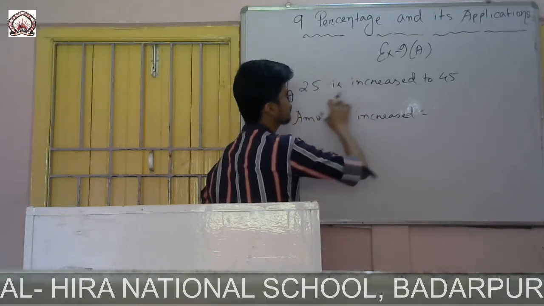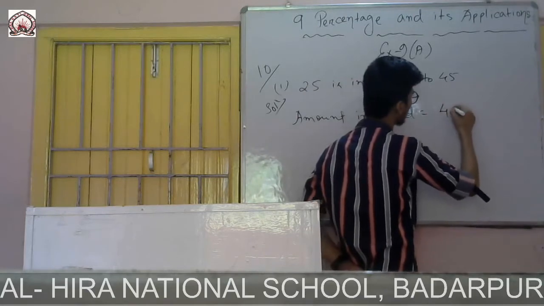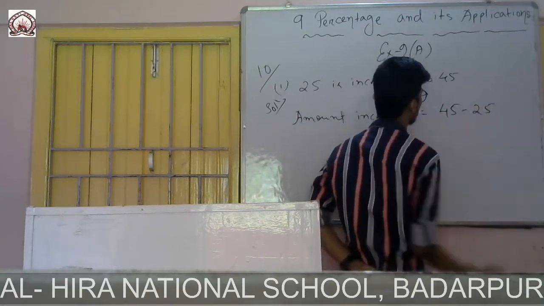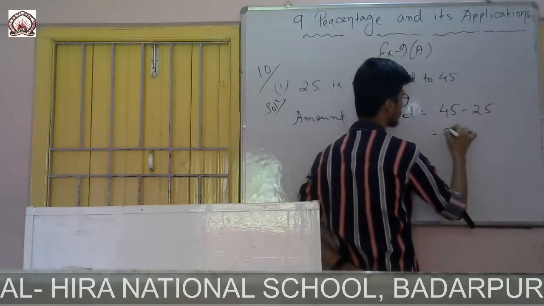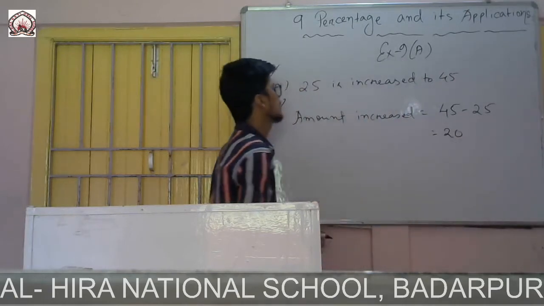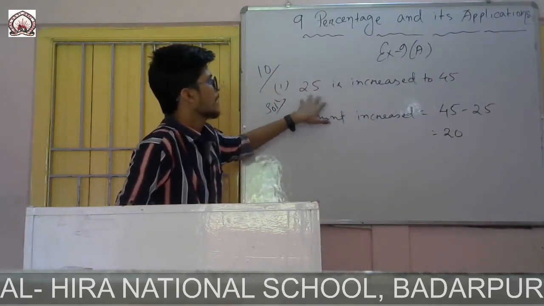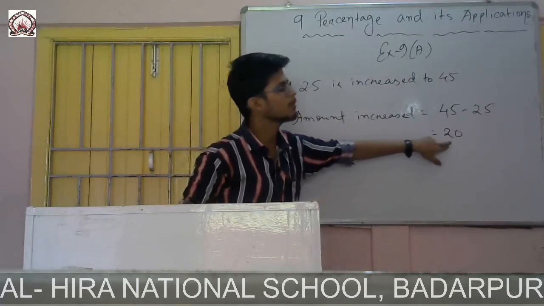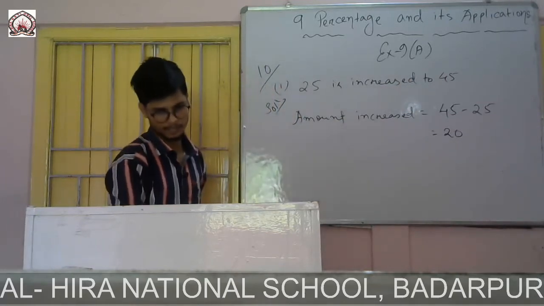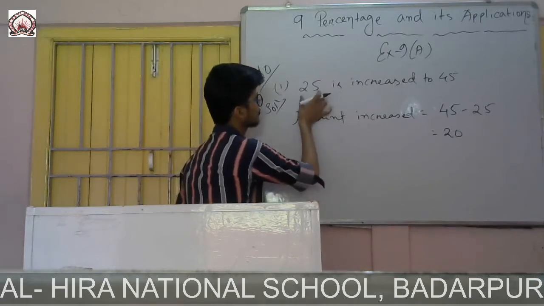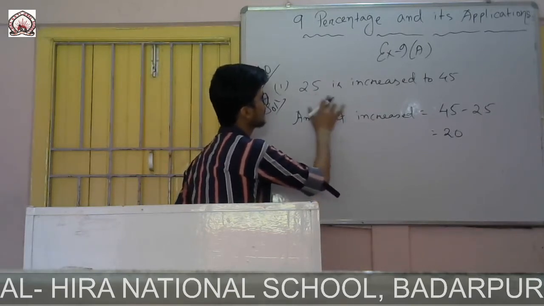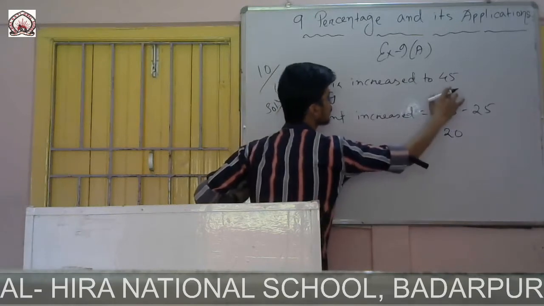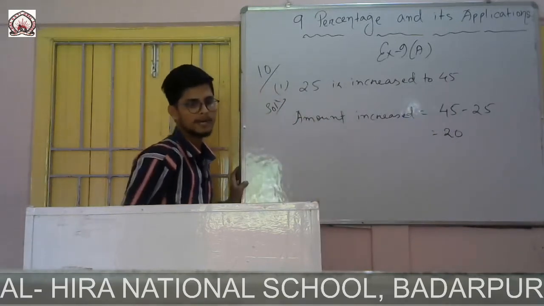From 25 to 45, how can I find how much increase? 45 minus 25 equals 20. That means to 25 I added 20 and then it became 45. That means this is the amount increased. And which one is the original amount? It is 25. From 25 it increased to 45. So I have to find the percentage increase.